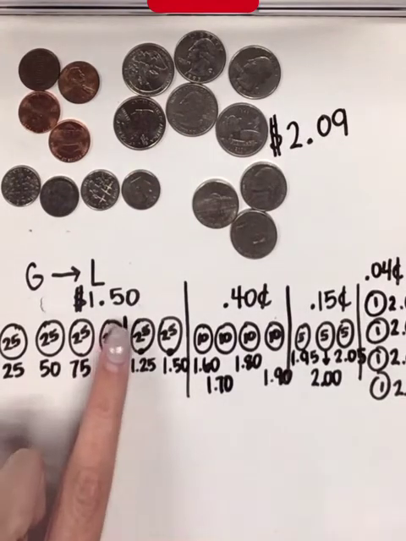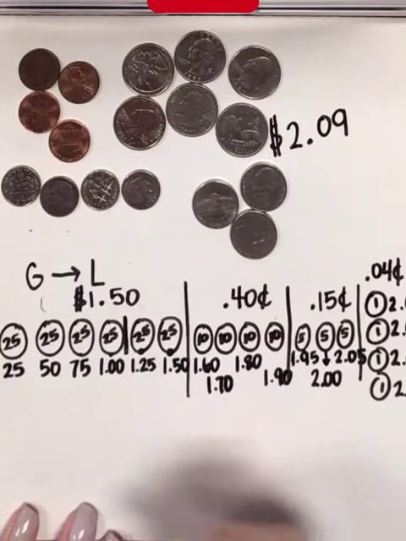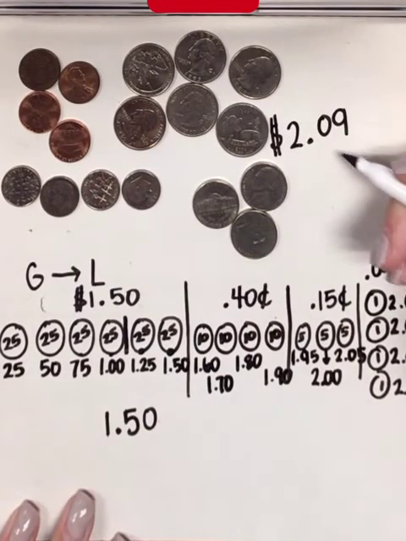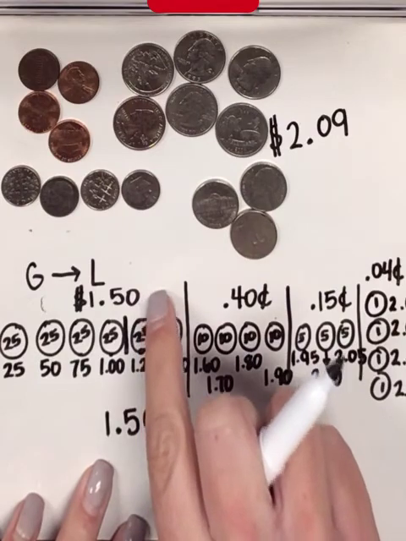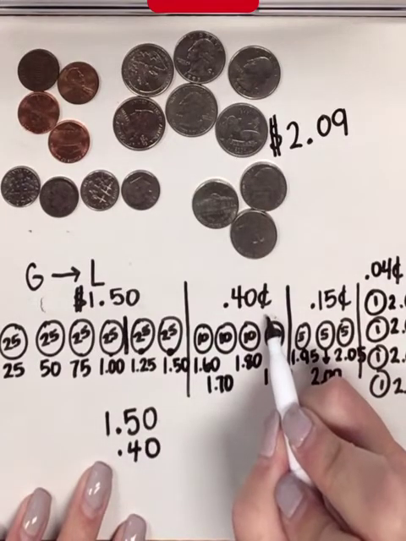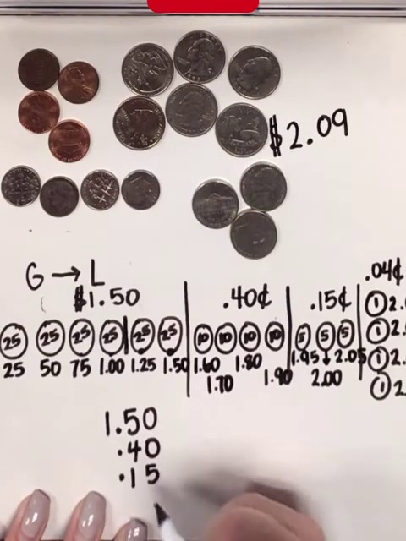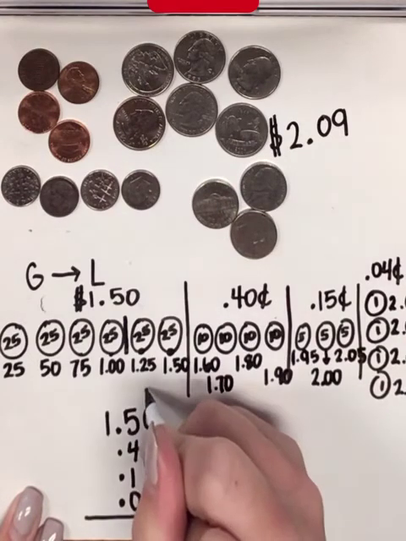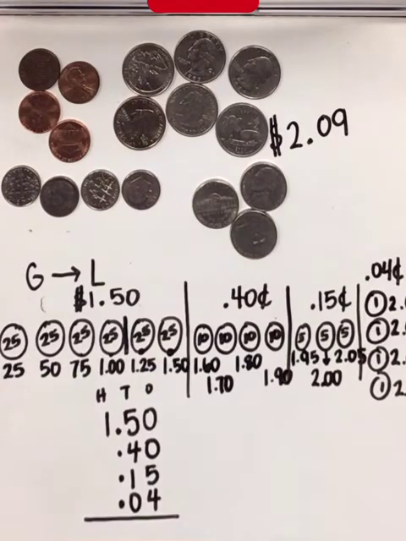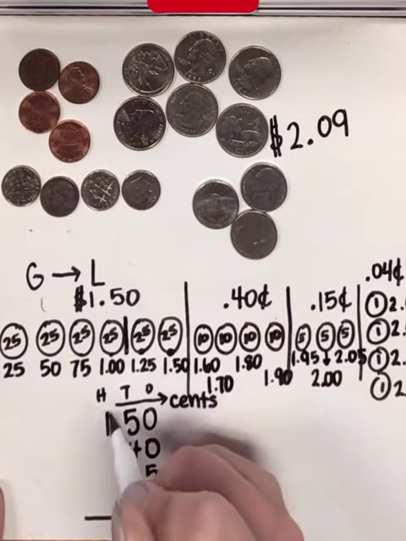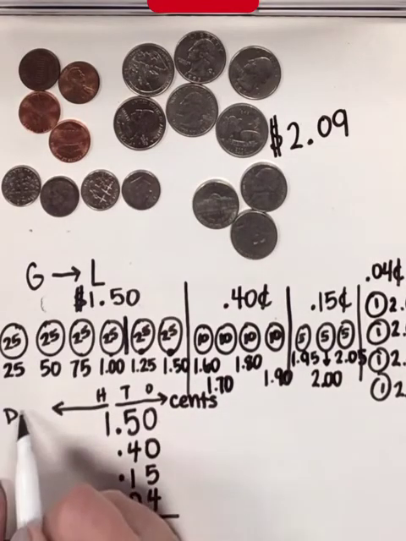So now we're going to take our total amount and use our algorithm to see if we get the same amount of money. So we have $1.50 worth of quarters. We have 40 cents in dimes. We have 15 cents in nickels. And we have 4 cents in pennies. So we have our ones and our tens and our hundreds basically. So my decimal will have to stay the same because from here over is our cents, and from the decimal this way will be our dollars.